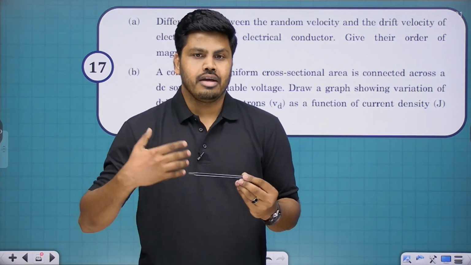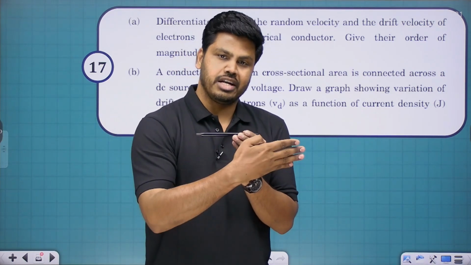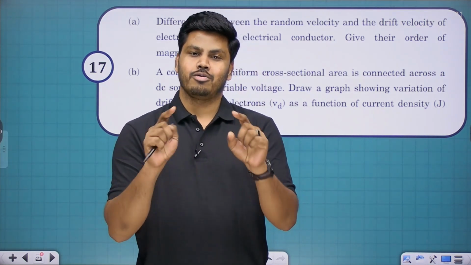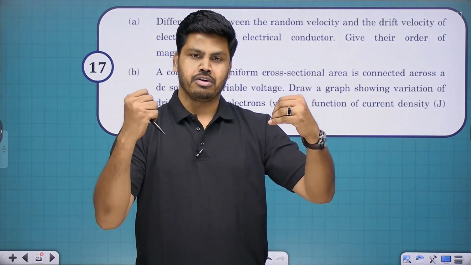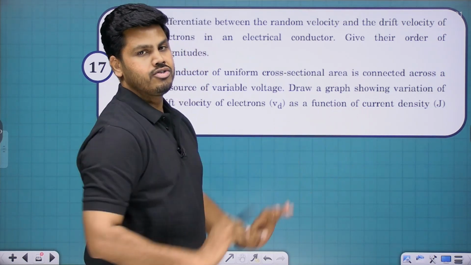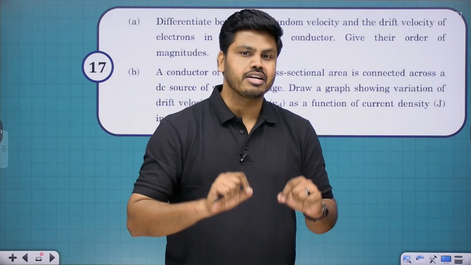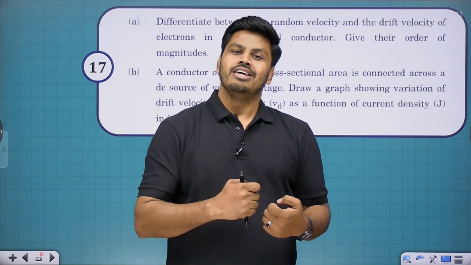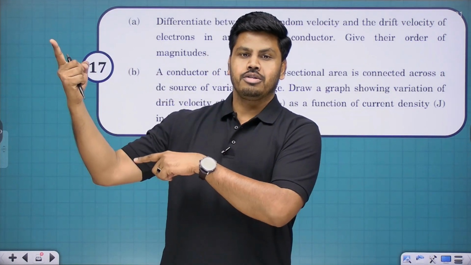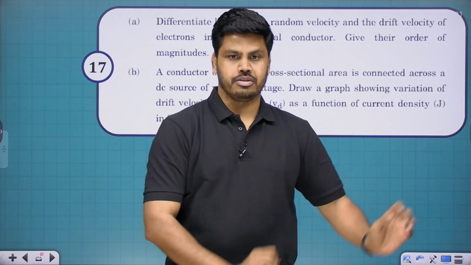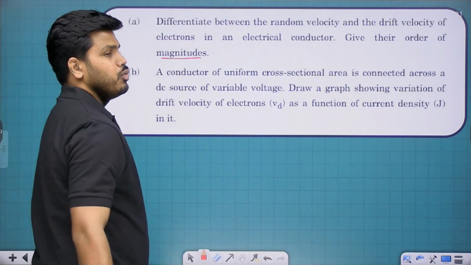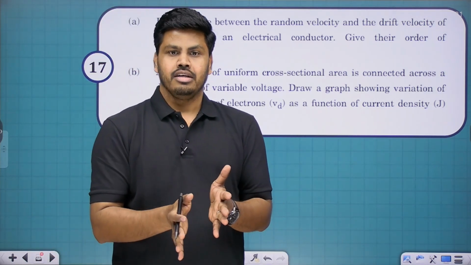Then what do we do to keep them moving in one single direction so that a current flows through the conductor? For that, we have to connect the conductor across a cell. The cell provides a potential difference, which produces an electric field inside the conductor. Then all the electrons move in one single direction, which constitutes a current in the conductor. The average velocity of that motion is called drift velocity. The other one is called random velocity. That is the difference between the two. Now, you are asked to find the order of magnitudes, like which one is faster. That is the question basically.